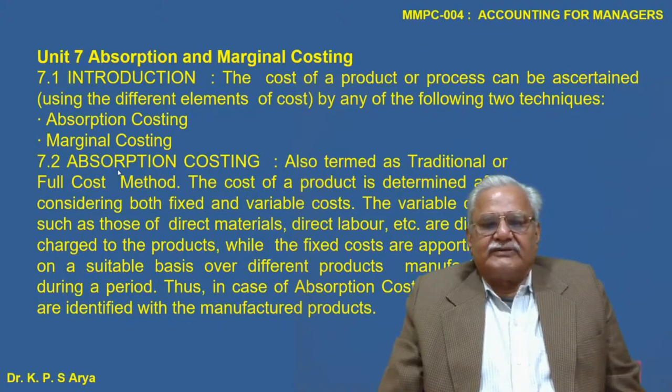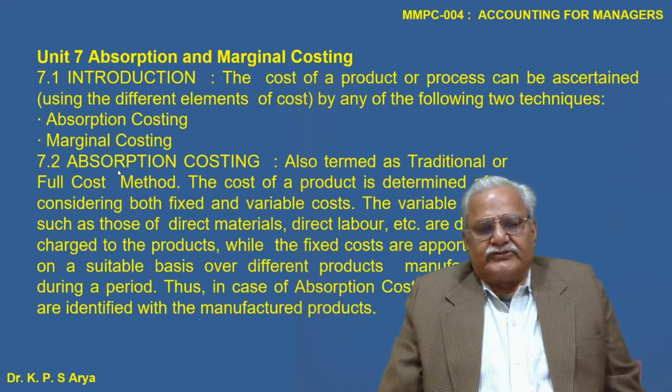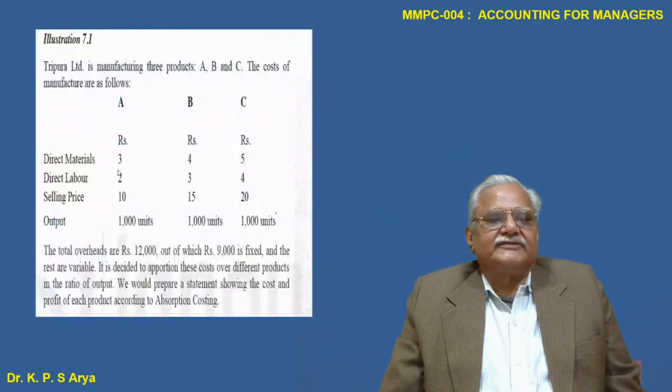Absorption costing, also termed the traditional or full cost method. The cost of a product is determined after considering both fixed and variable costs. The variable costs, such as those of direct material and direct labor, are directly charged to the product, while the fixed costs are apportioned on a suitable basis over the different products manufactured during a period. Thus, in absorption costing, all the costs are identified with the manufactured product.